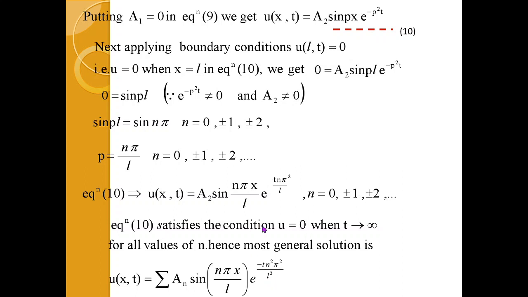See here the condition u is equal to 0 when t tends to infinity also gets satisfied over here. When t is infinity we have e raised to power minus infinity which is 0, and then in that case u is 0. So like this we have a general solution which will satisfy a particular solution which satisfies all the required conditions. I hope the method is very clear, very simple to apply. Just one by one apply the conditions and get the values of constants.